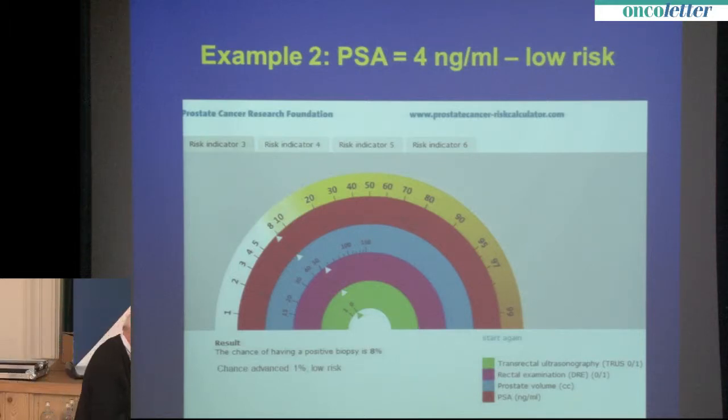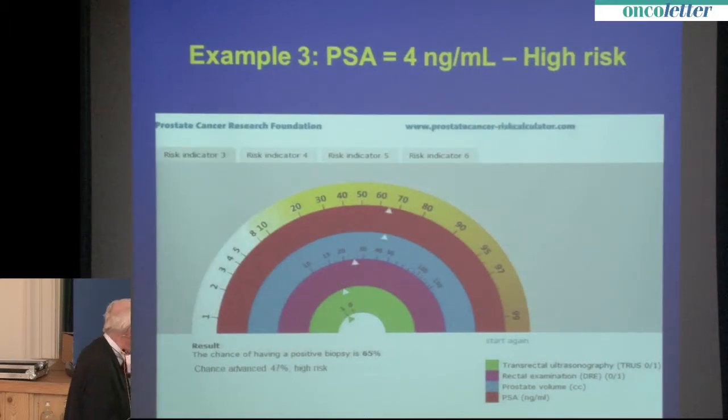Now the next guy who comes in has a positive ultrasound study. We see a hypoechogenic lesion. In the same area, there's a nodule on rectal examination. His prostate volume is only 25 cubic centimeters, and you see here that he has a chance of 65% of having a prostate cancer. Again, the PSA is 4. And the chance of an advanced high-risk disease is 47%. So this is the way we can use the risk calculator. Every one of us can do it, and I think we should do it, and avoid the unnecessary biopsies.